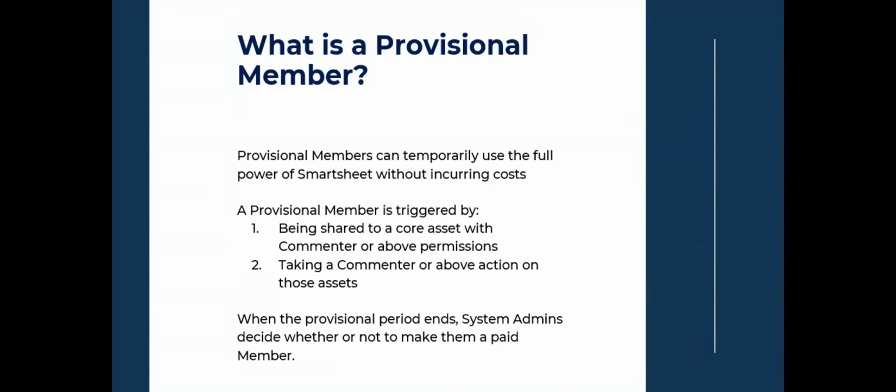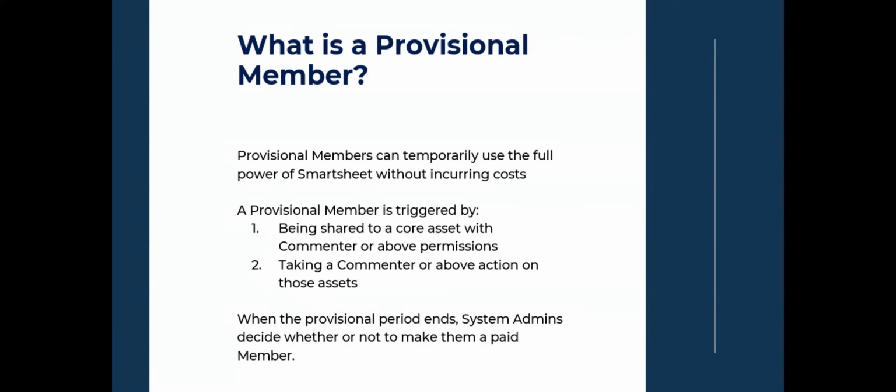Now, the newest user, and the one that maybe causes some confusion, is the provisional member. A provisional member can temporarily use all of the Smartsheet features without charge. Someone becomes a provisional member when they are shared to a core asset with commenter or above permissions. So whether that's a sheet, a report, or a dashboard, if they have anything beyond view permissions, that's going to trigger the provisional member ticker. Taking a comment or above action on those assets is the second part of that triggering. So we share with them, and then they actually do something with it.